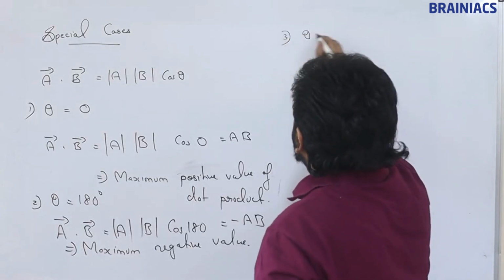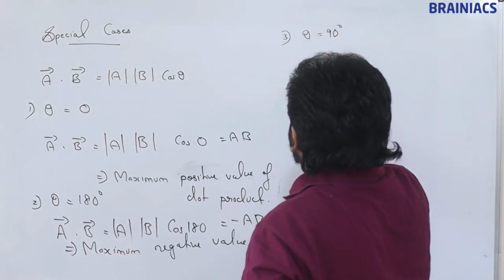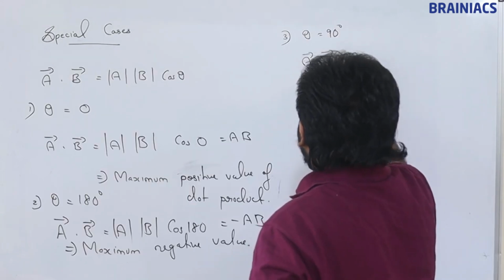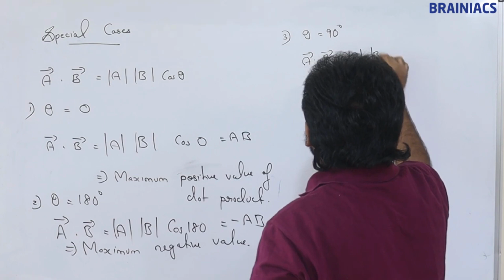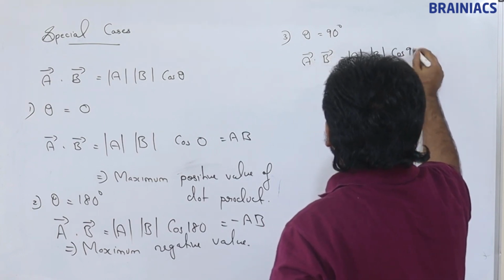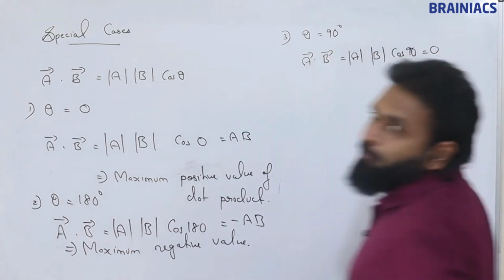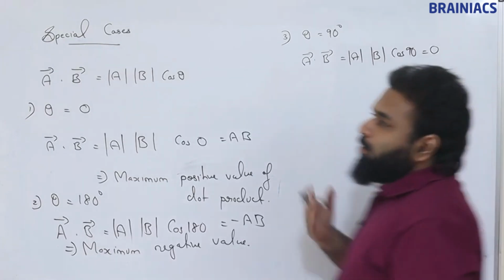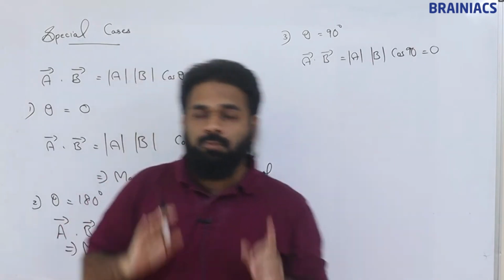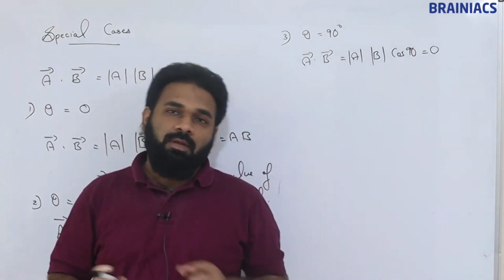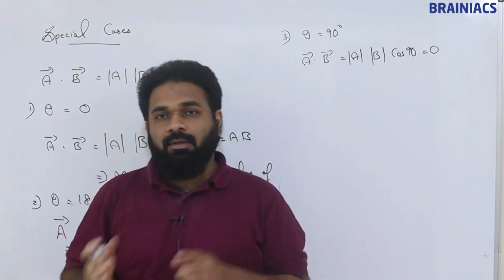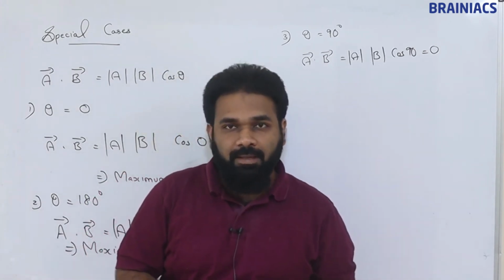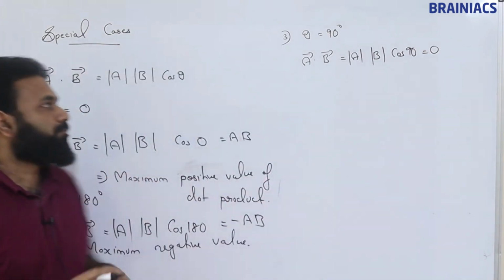Third case, suppose theta is equal to 90 degree. Then A dot B is magnitude of A into magnitude of B into cos 90, which is nothing but 0. So the dot product will give no result, the result is 0 when the angle between them is 90 degree. Clear? Note down.